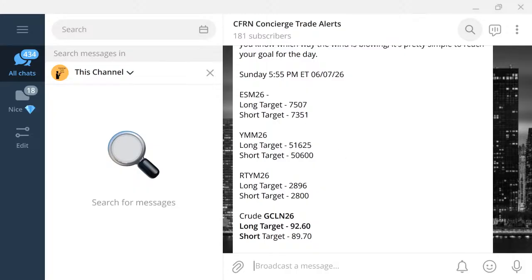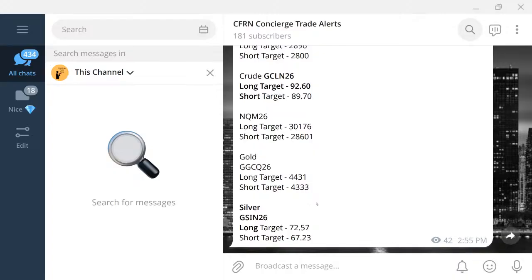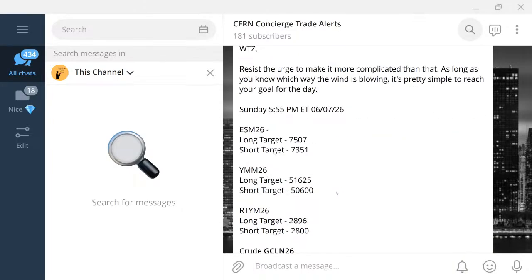The S&P 500, the Dow, the Russell, crude oil, the NQ, gold, and silver. So as we go through the individual markets and look at the individual charts, you'll see these targets are drawn out. Just remember, all of our traders had that information 5 minutes before the market opened.